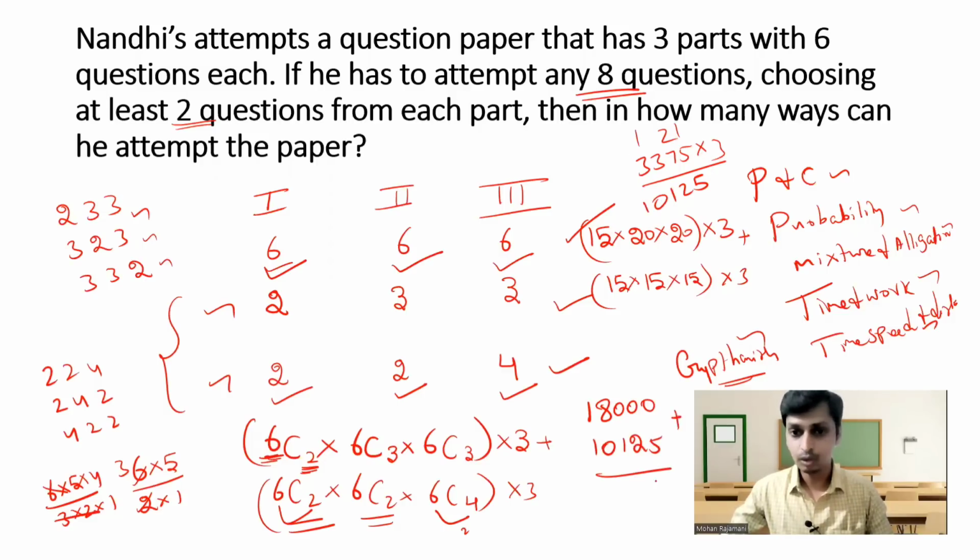So you have to add it. If you add it, you get how much? It is 28,125. So 28,125 is the total number of ways of attempting 8 questions in this question paper.